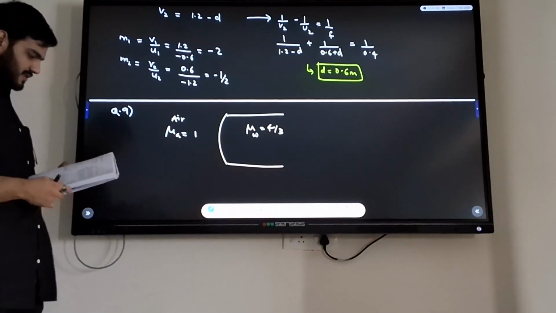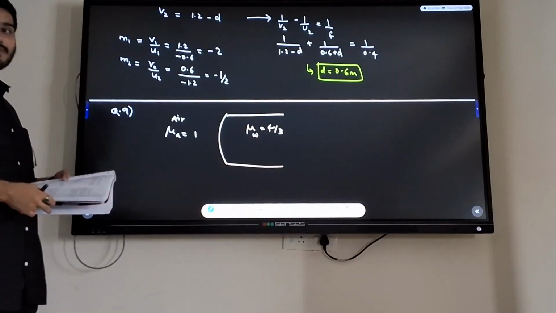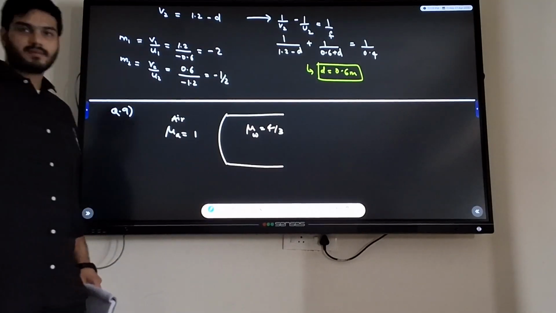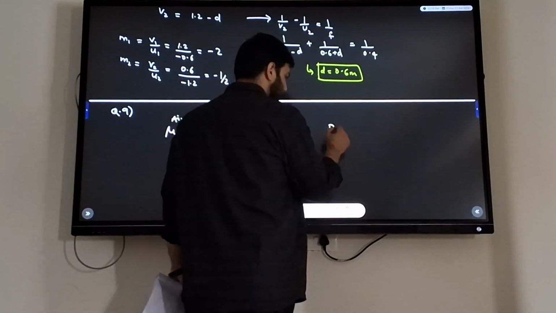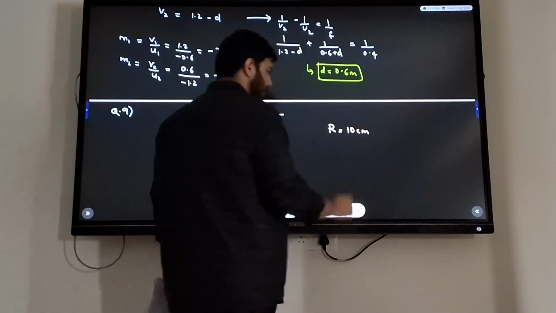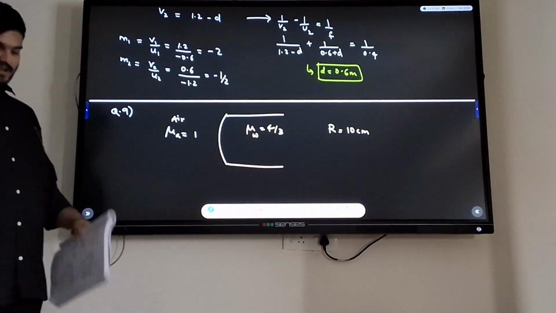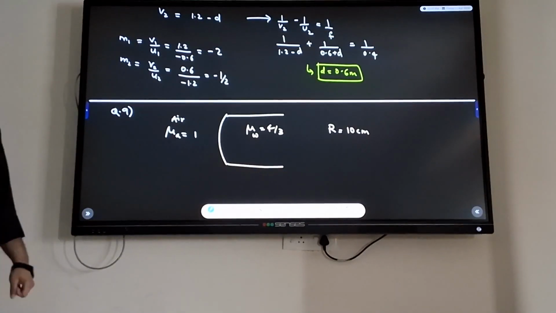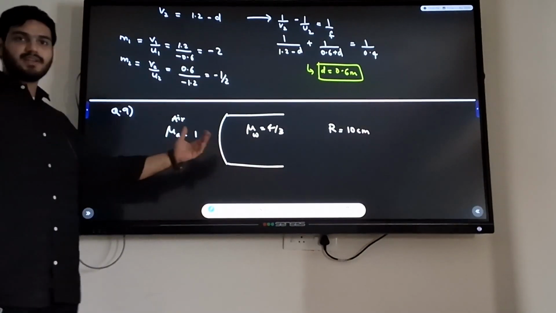Then what are the other things given? That you have a radius of curvature 10 centimeters. Should I take plus 10 or minus 10? Plus. R equal to plus 10 centimeters. Now they are asking what? They are asking to find the power. But to find power, I need focal length. To find focal length, I need V and U relation. But what is the V and U relation here?